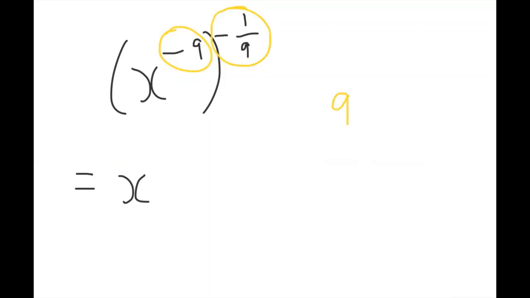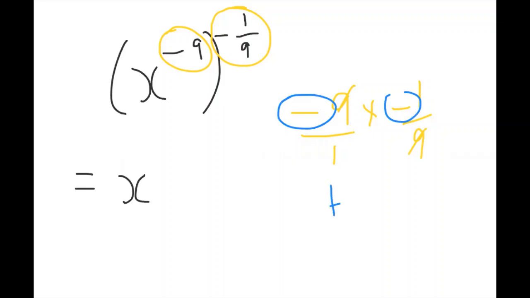Minus 9 times minus 1 over 9. So if there's nothing here, you can actually do that. The 9 cancel each other out. You have this minus and a minus, which becomes a plus. And then you have ones everywhere. So the answer is just 1. So it's going to be x to the power 1.